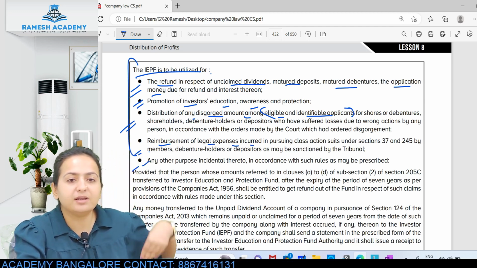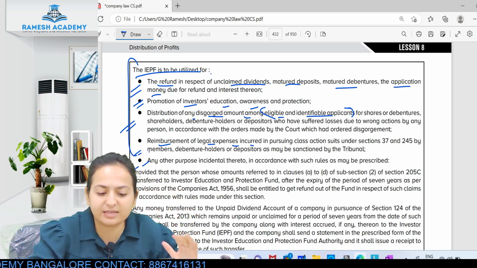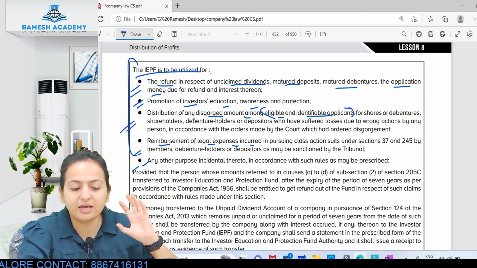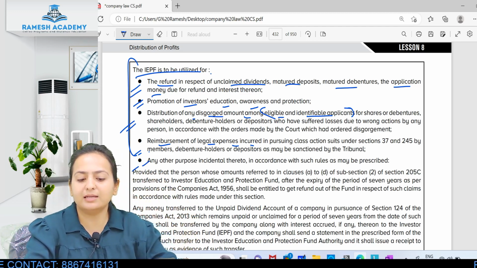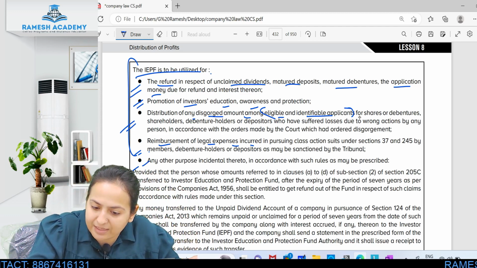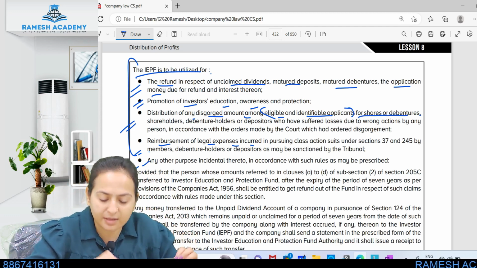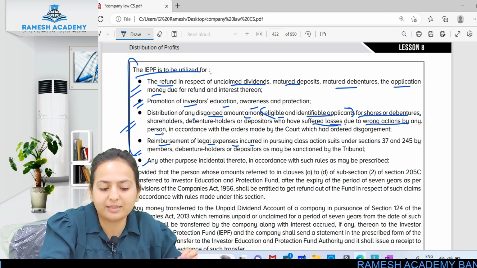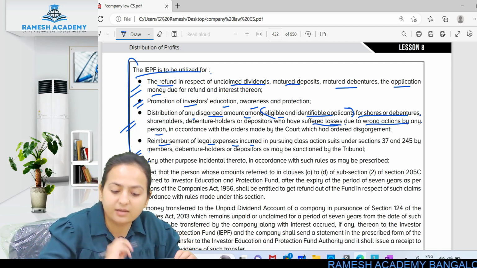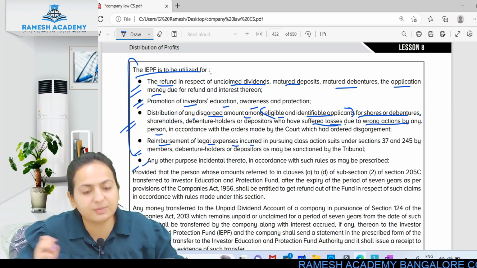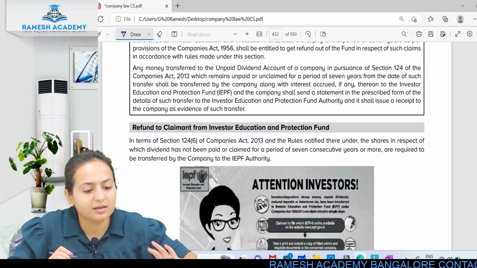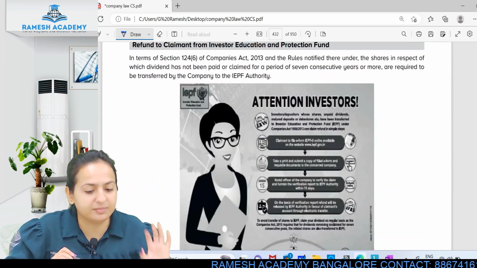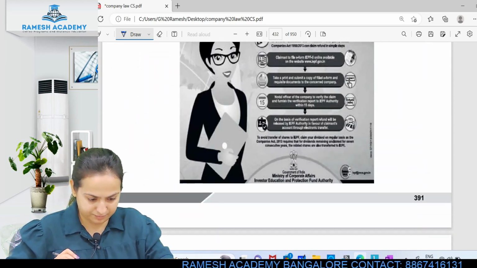For example, refund in respect of unclaimed dividend, promotion of investor protection, distribution of any disgorged amount among eligible and identifiable applicants for shares and debentures who have suffered losses due to wrong action by any person. Then reimbursement of the legal expenses can be there, and any other purpose can be there for which IEPF can be claimed. Okay.